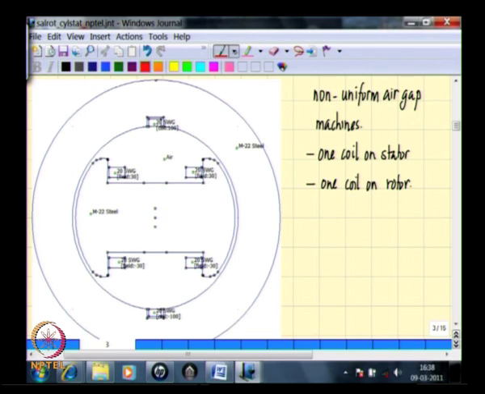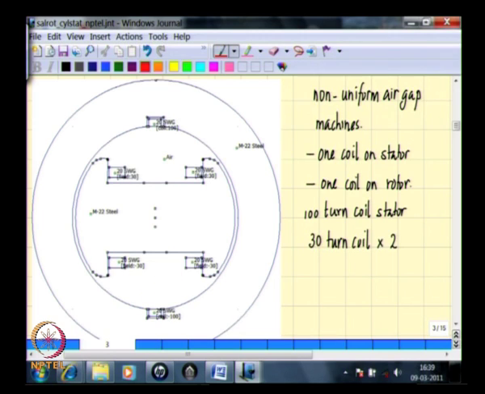In this particular case, the coil on the stator is a 100 turn coil, and on the rotor it has a 30 turn coil, and two of that. That is what we have, and all this area is made of steel, this is also made of steel, whereas these regions are air regions.